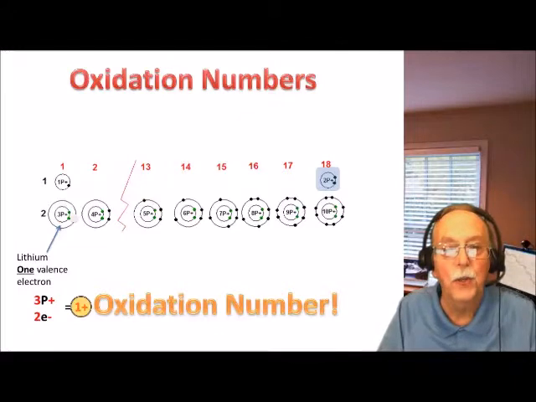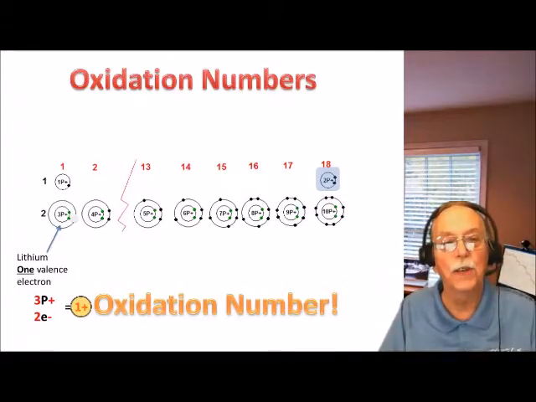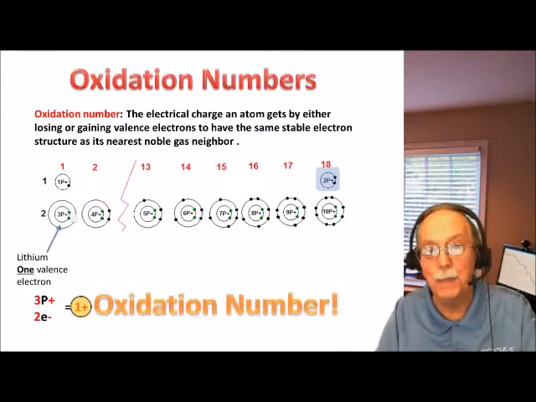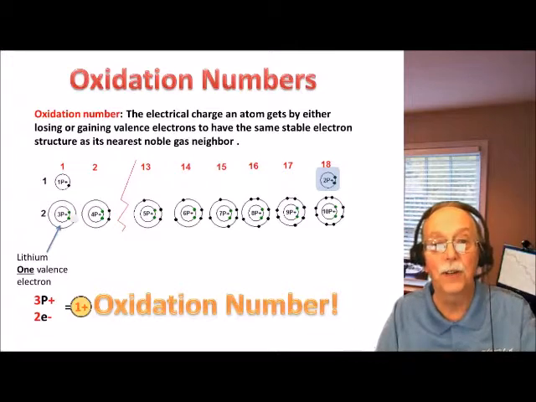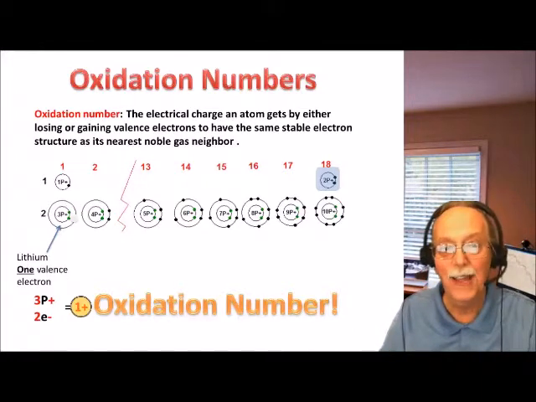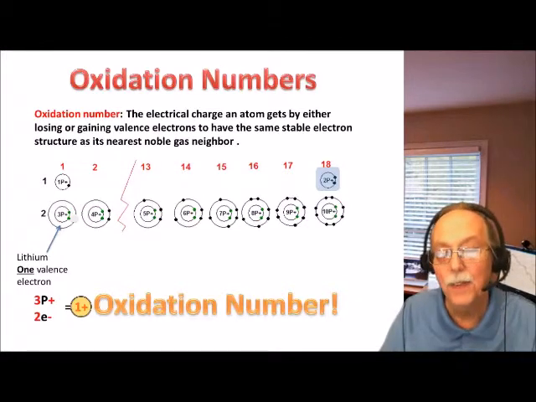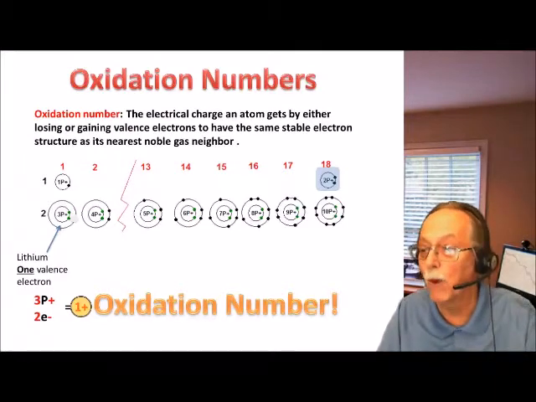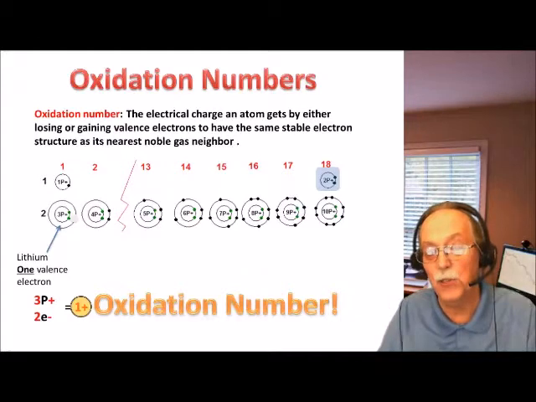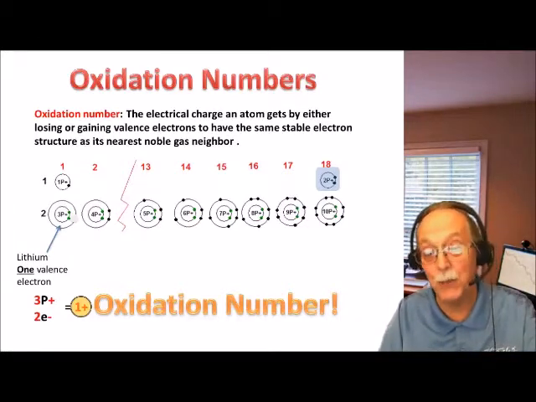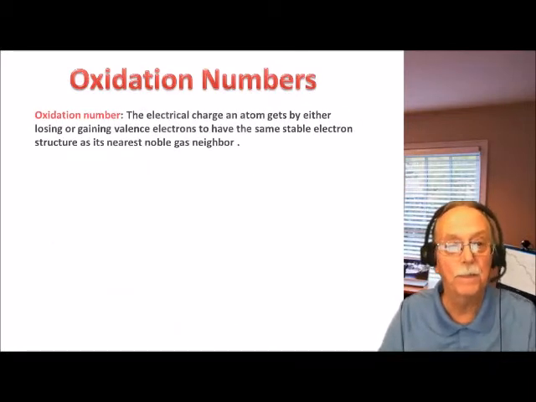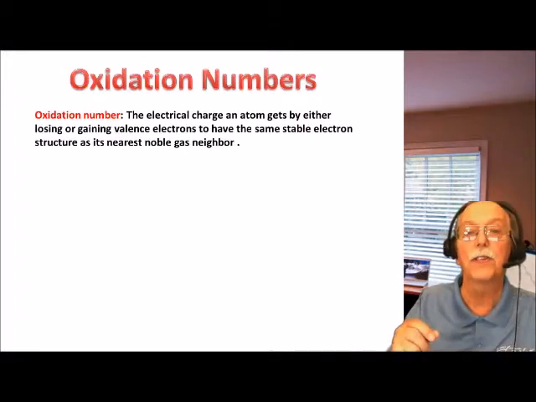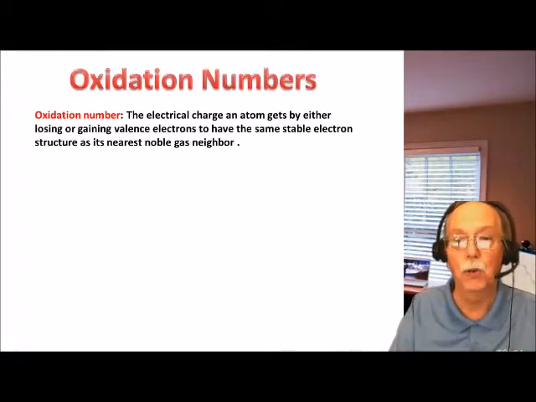So here's the situation. We now know enough that we can refine that definition for oxidation number. And now our definition looks like this. Oxidation number is the electric charge an atom gets by either losing or gaining valence electrons to have the same stable electron structure as its nearest noble gas neighbor. The nearest noble gas neighbor to our lithium atom here was helium. And by losing one valence electron, this lithium atom gained the stable electron structure of its nearest noble gas neighbor, helium. So our new definition: oxidation number, the electrical charge an atom gets by either losing or gaining valence electrons to have the same stable electron structure as its nearest noble gas neighbor.